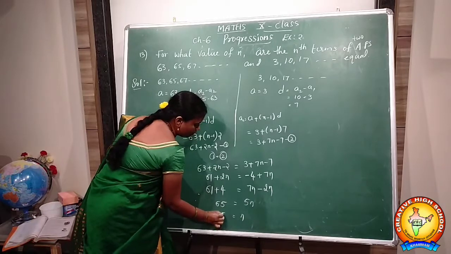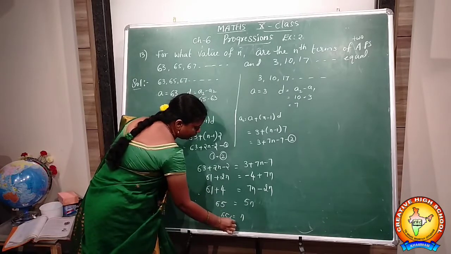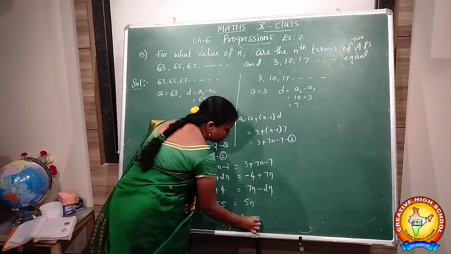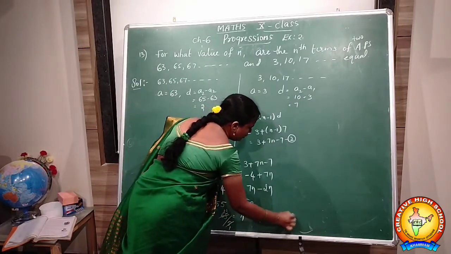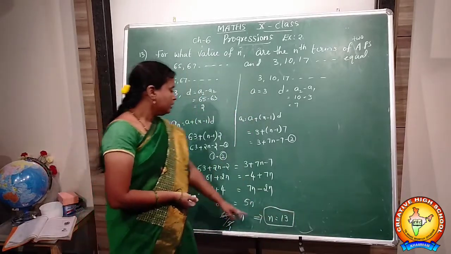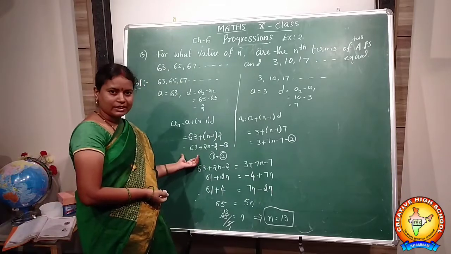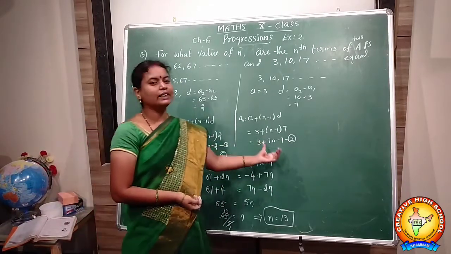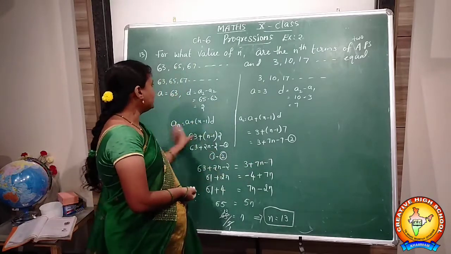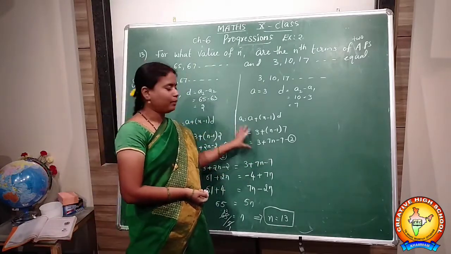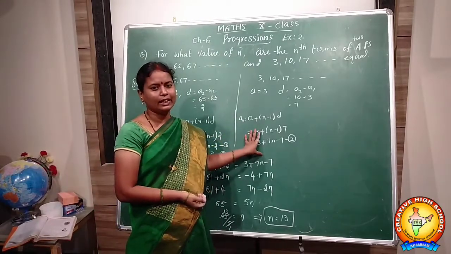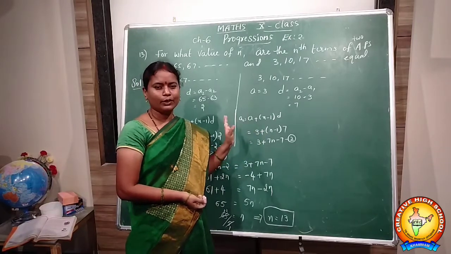Then n is equal to 65 by 5. 5 ones are 5, 5 threes are 15. So here n value is equal to 13. That means what we understand from this problem is that the 13th term of the first series is equal to the 13th term of the second series. Do you understand the question? So from these two series in AP, the 13th term of the first series and the 13th term of the second series are equal. Do you understand?